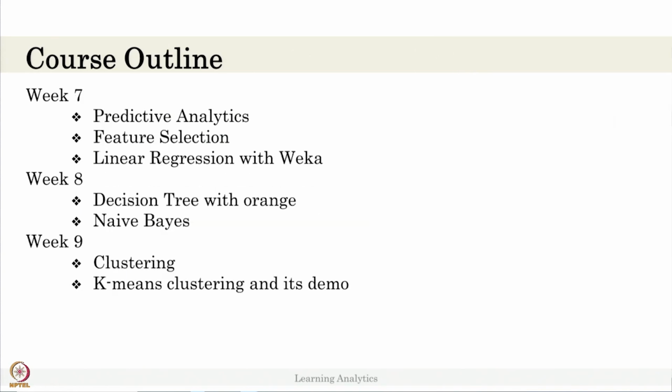After the mid semester break, in week 7 we will talk about predictive analytics, and we will talk very briefly about what features to select and doing a linear regression using the tool called Weka. Weka, again I mentioned, is open source, so anyone can use it. And in week 8 we will talk about decision trees and we will explain this with Orange.